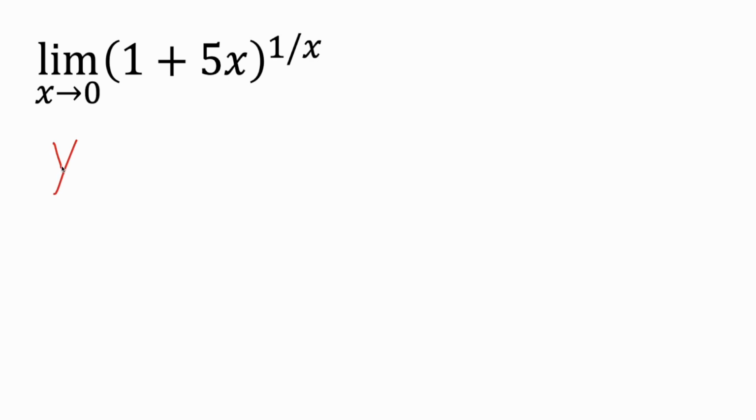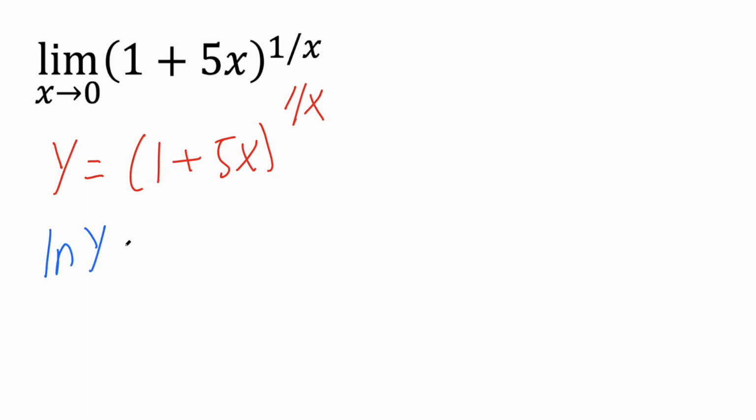I'm going to say we have y is equal to parentheses 1 plus 5x raised to 1 over x. For right now, I'm ignoring this limit. I'm just focusing on this piece right here. Now I'm going to try to incorporate logs. So I'm going to put the natural log of both sides. So I have ln y is equal to ln parentheses 1 plus 5x raised to 1 over x.